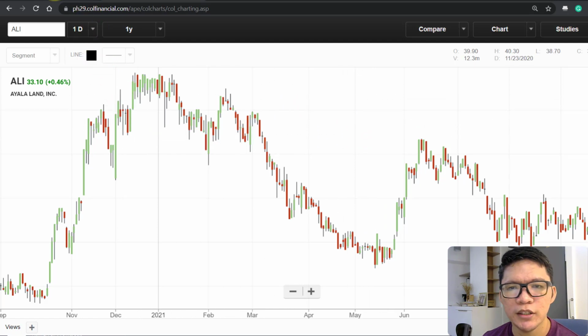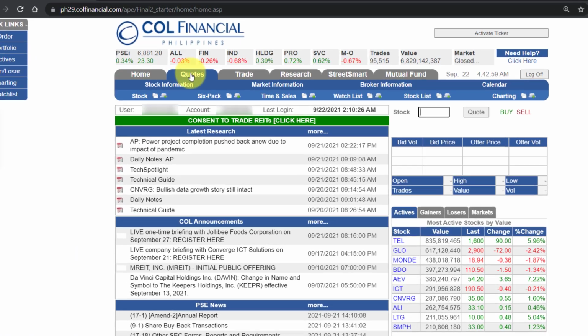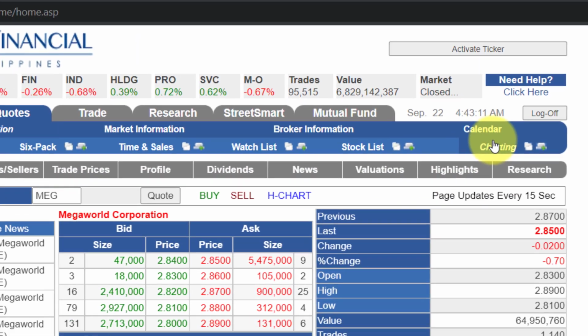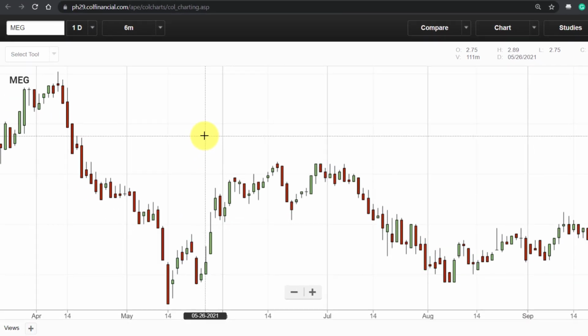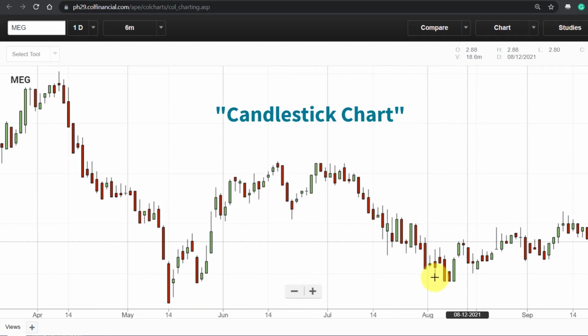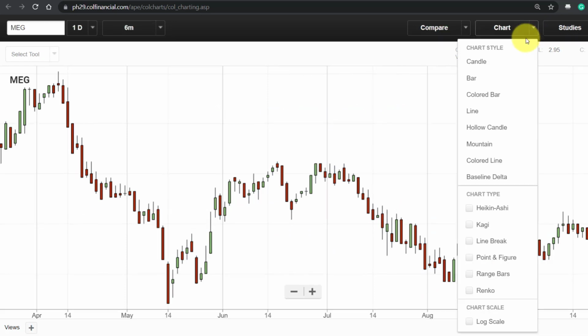you can access yung kanyang charting dito sa under codes, meron ditong charting. And if you click on that one, so lalabas yung charting platform natin. Okay? So in this case, we have the chart of MegaWorld in its candlestick form. So meron tayo ditong different chart styles.